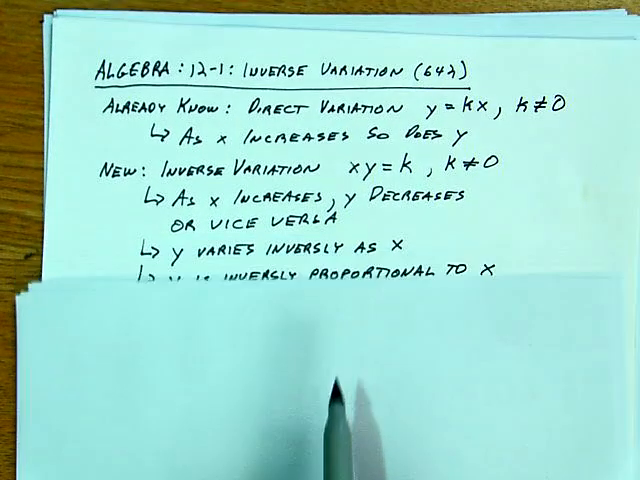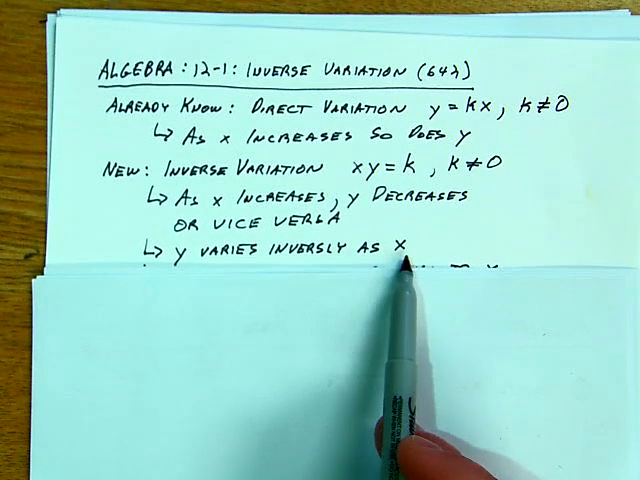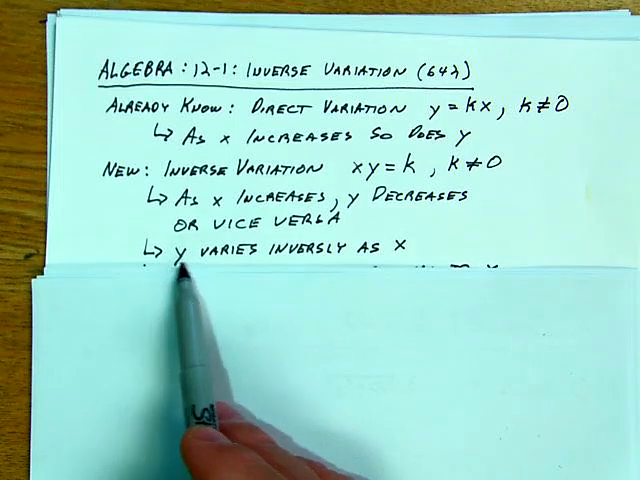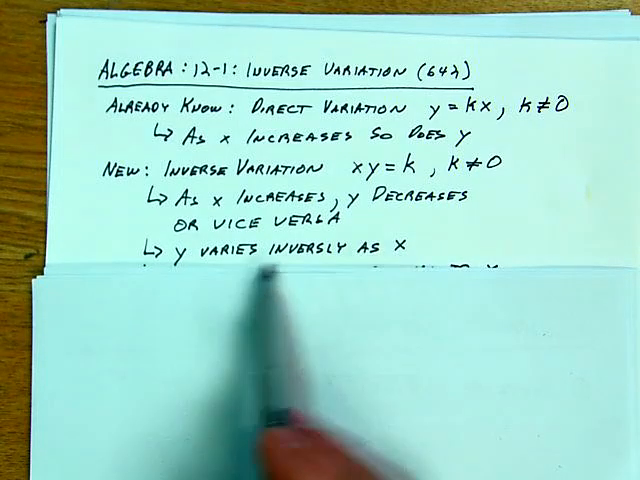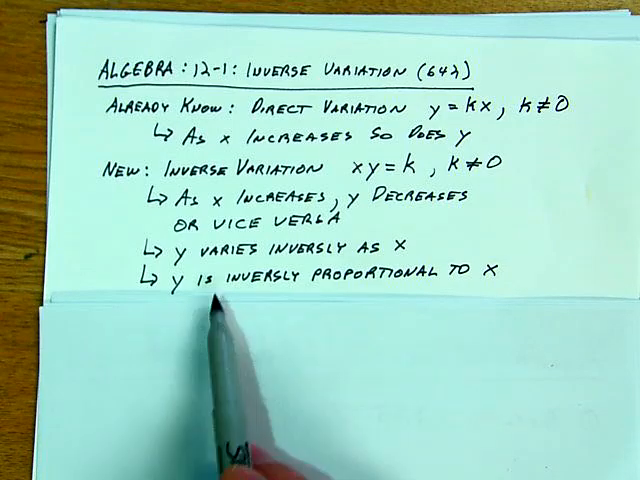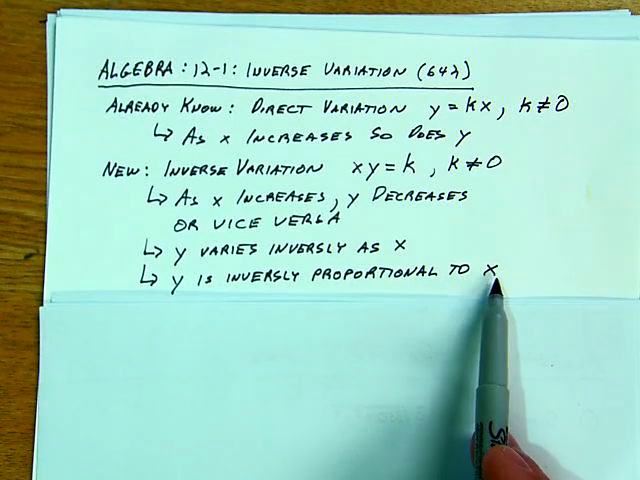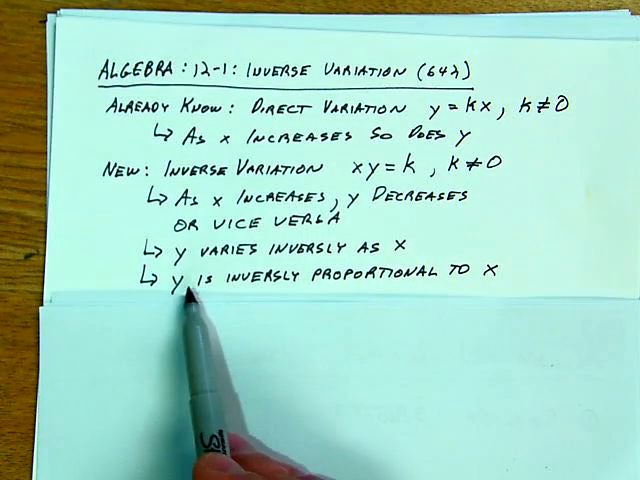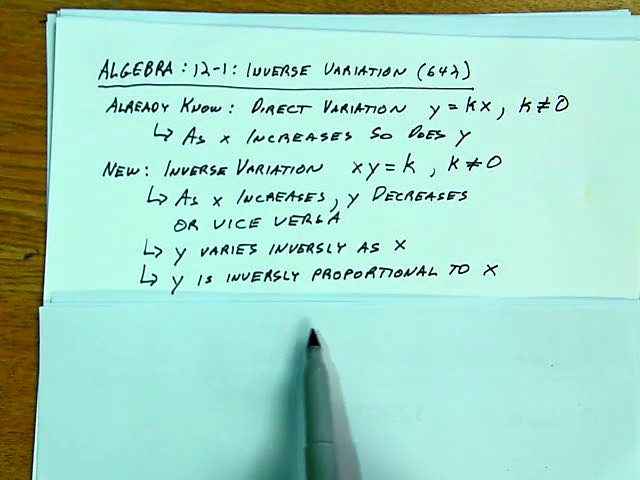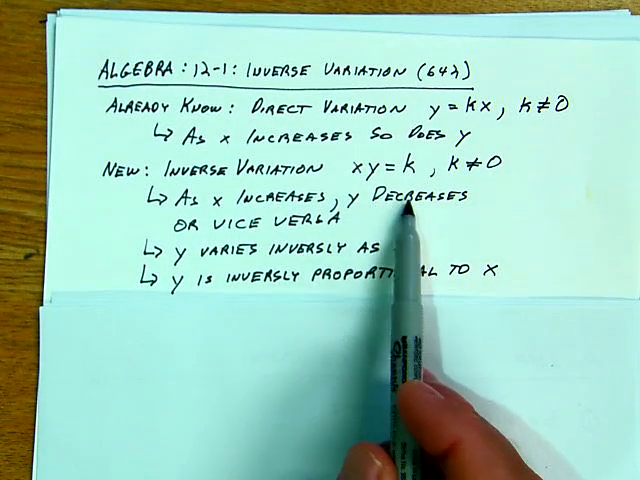Okay? All right. This is stated as y varies inversely as x. If you remember back when we were doing direct variations, they would state y varies directly as x. Now it's inversely as x. And it's also sometimes called y is inversely proportional to x. With direct variations, they would say y is directly proportional to x. Now the word inverse is in there. And the difference is as x increases, y decreases.